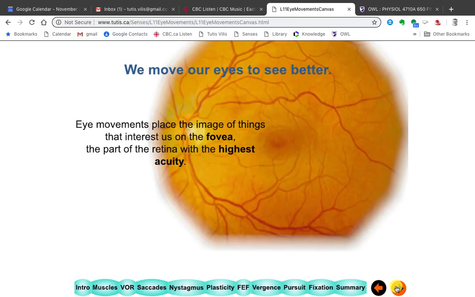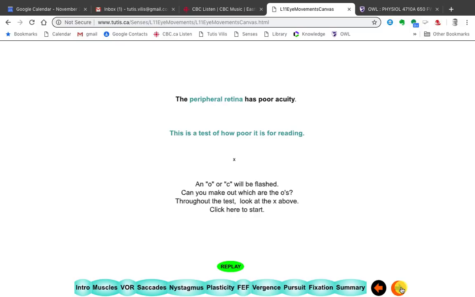One of the things that eye movements do is focus on the fovea. So the fovea is where you see clearly, and it is what determines whether you can do things like reading. So I want all of you to fixate on my finger, my hand thing, okay? And what will appear on the screen is an O or a C. And I want you to make out which ones are the O's. And when you see an O, hit the table as hard as you can. Okay, get ready, get set, go.